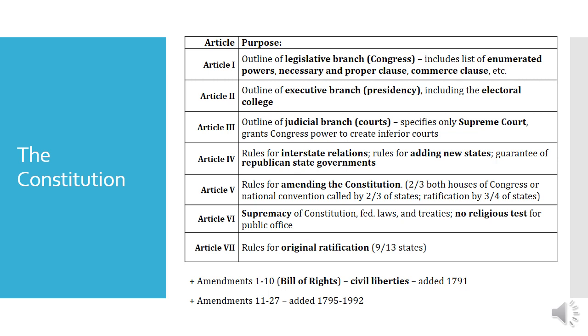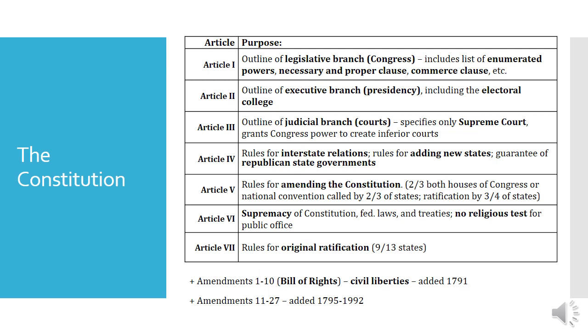And just a brief review of that, you need 2/3 of both houses of Congress or a national constitutional convention that's called by 2/3 of the states. And then once amendments are proposed, they have to be ratified by 3/4 of the states. Article 6 talks about the supremacy of the Constitution, federal laws and treaties over all other aspects of law, and also specifies that there can be no religious test for public officials.